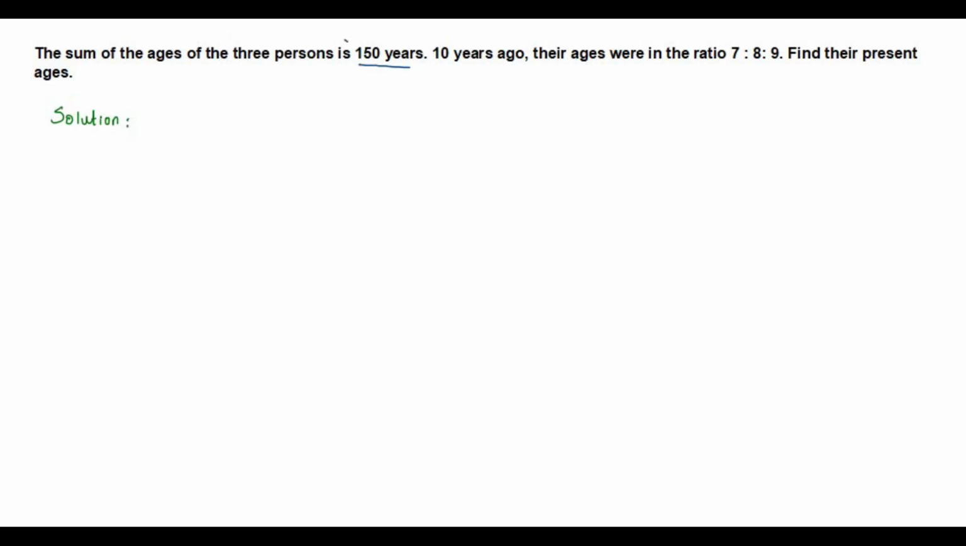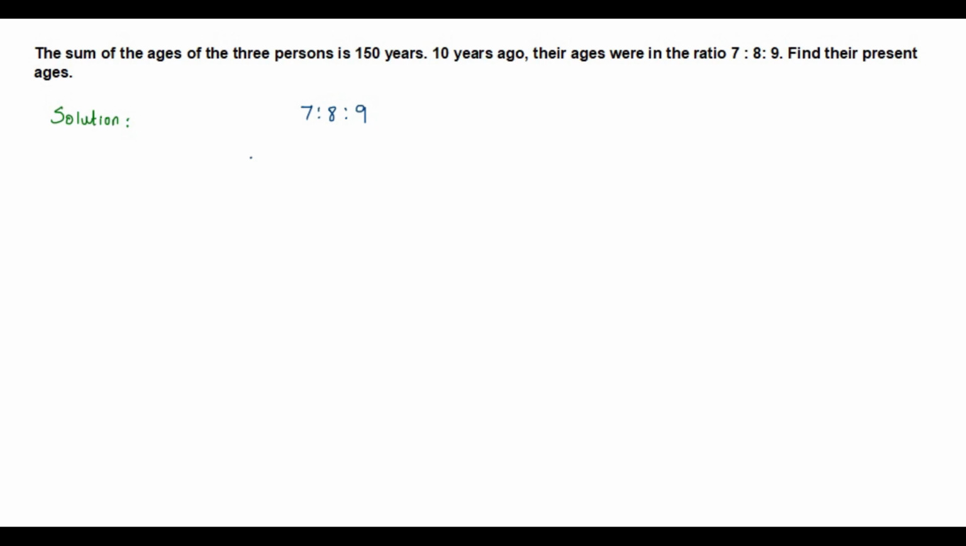Okay, here it is given that 150 years is the sum of the present ages of three persons, because we have the word "is", the present form of the verb. And also the ratio of the ages of three persons is given, that is 10 years ago. So from the ratio 7:8:9 we can come to know the ages of three persons 10 years ago.